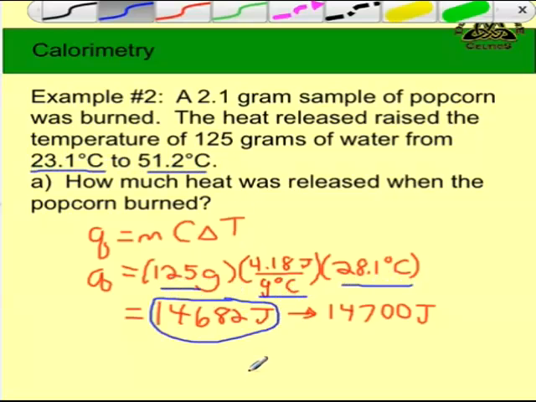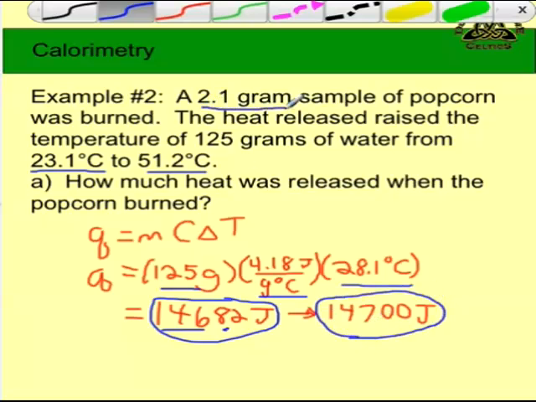The problem with that is that we don't have the correct number of sig figs. 125 has 3 sig figs, 4.18 has 3 sig figs, 28.1 has 3 sig figs. We need 3 sig figs in our answer. Since this next digit over here is an 8, we're going to round this off to 14,700 joules. Now remember, this is the amount of heat that was given off by burning a 2.1 gram sample of popcorn.